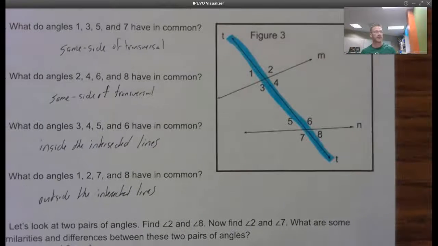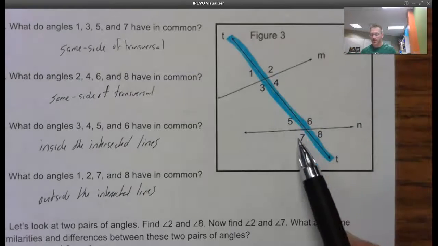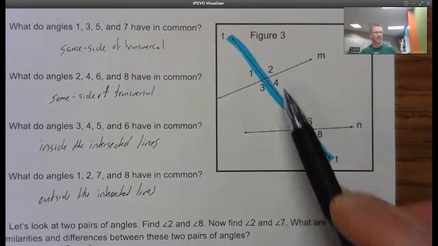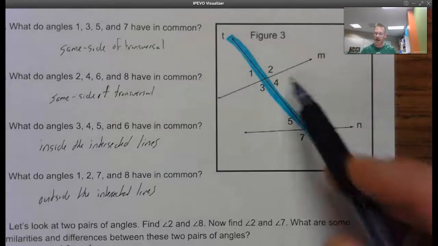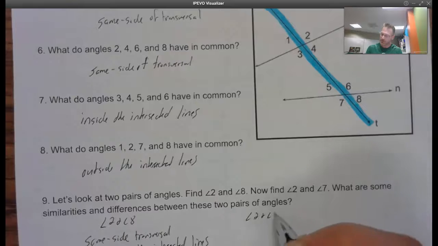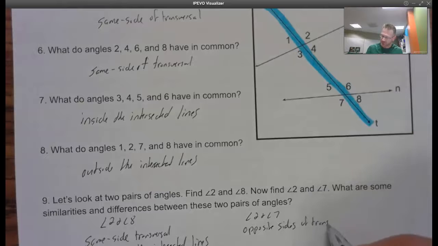Versus, let's look at 2 and 7. Now 2 and 7, they're both on the outside of the intersected lines, but notice now they're on opposite sides, or alternate sides, of the transversal. So they're both on the outside, but they're on opposite sides of the transversal. But they are both still on the outside of the intersected lines.